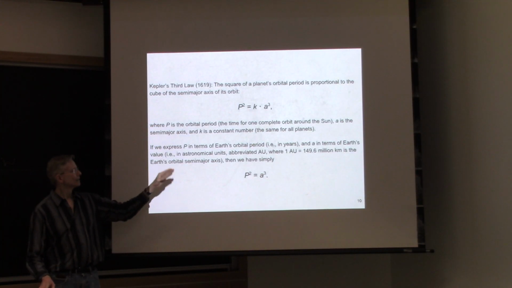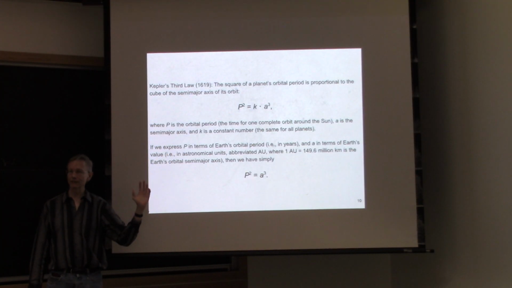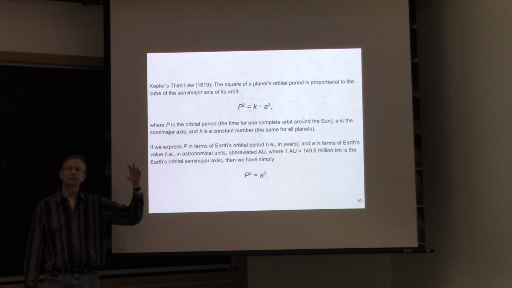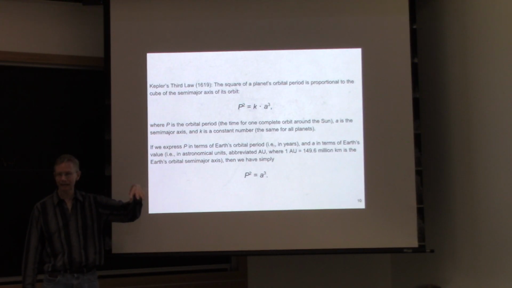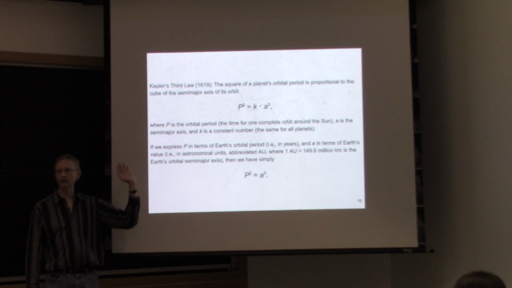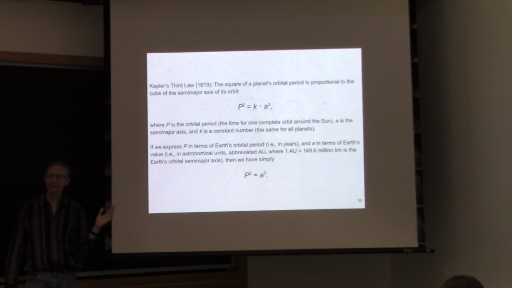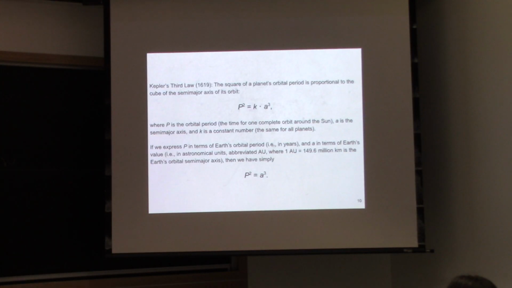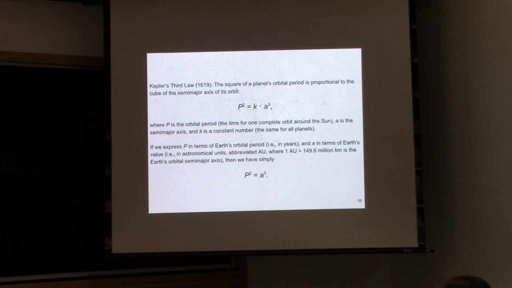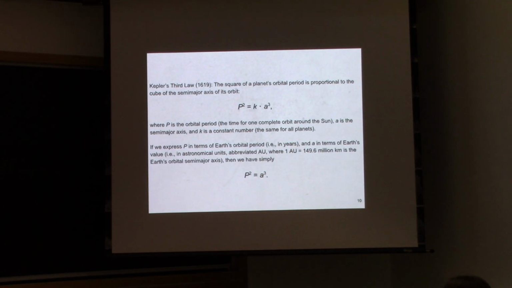The point is, pick a planet as your standard, express every other planet's orbital period and semi-major axis in units of that planet's orbital period and semi-major axis, and you'll have p squared equals a cubed. You just have to pick a planet and be consistent and express everything else in terms of P for that planet, A for that unit. So Earth is not special in that way, it's just we live on Earth, and so we just use it as the standard, but any planet would be the standard.